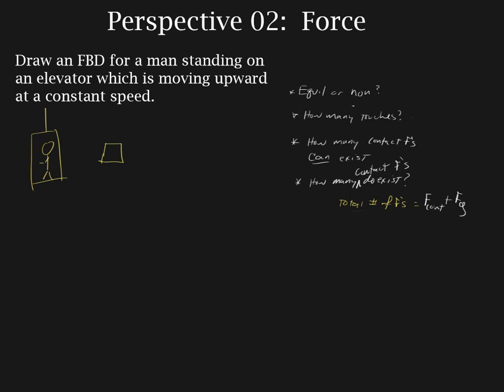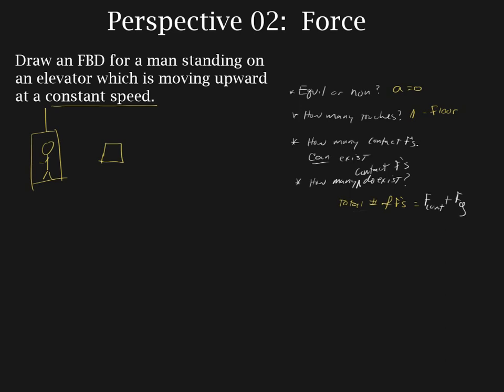Okay, so the first question, let's answer this. Is this a situation of equilibrium or non-equilibrium? Because it's a constant speed and elevators can only move one-dimensional, therefore, yes, it's equilibrium. So basically the acceleration is equal to 0. That's what we get from that. How many things are touching the man? How many touches do we have? We have 1. There is 1 touch, and that's the touch due to the floor.